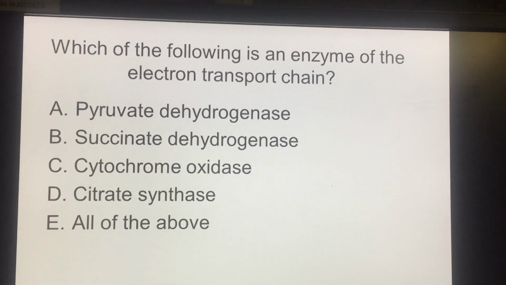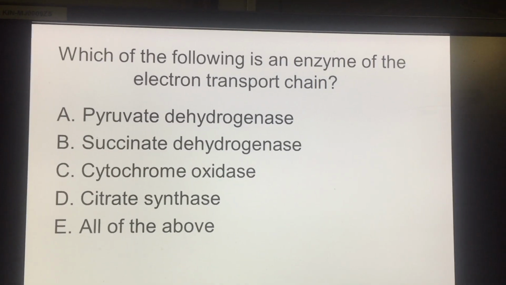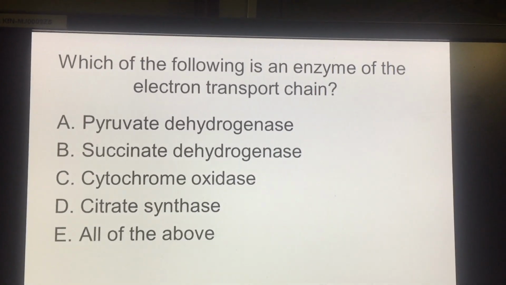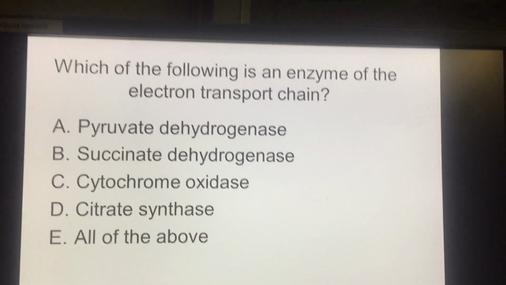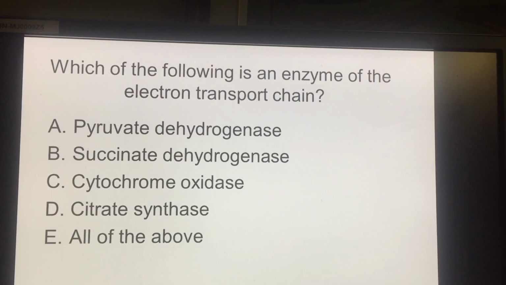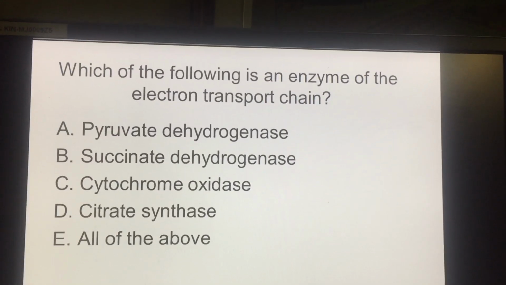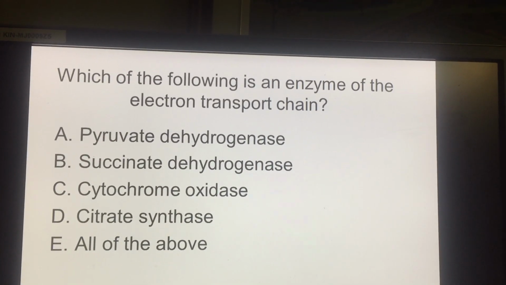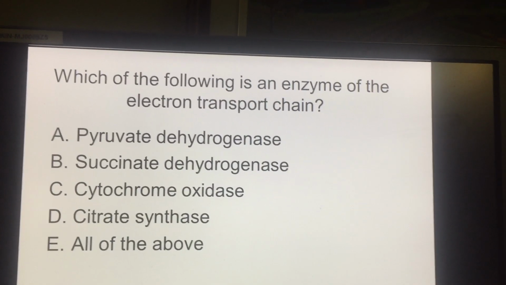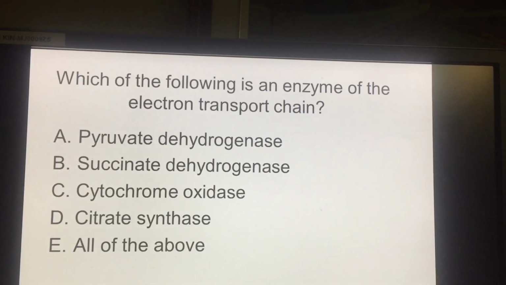So a few multiple choice questions for you. These are relatively tough ones because they all involve enzymes. Which of the following is an enzyme of the electron transport chain? So out of all those options, your best answer here is C, cytochrome oxidase.